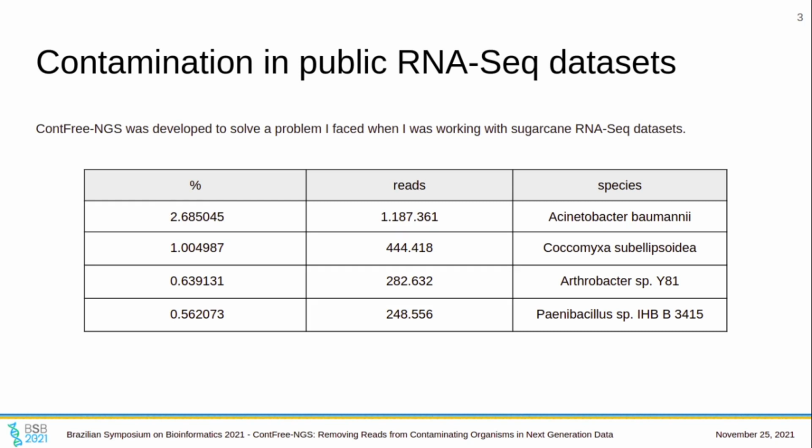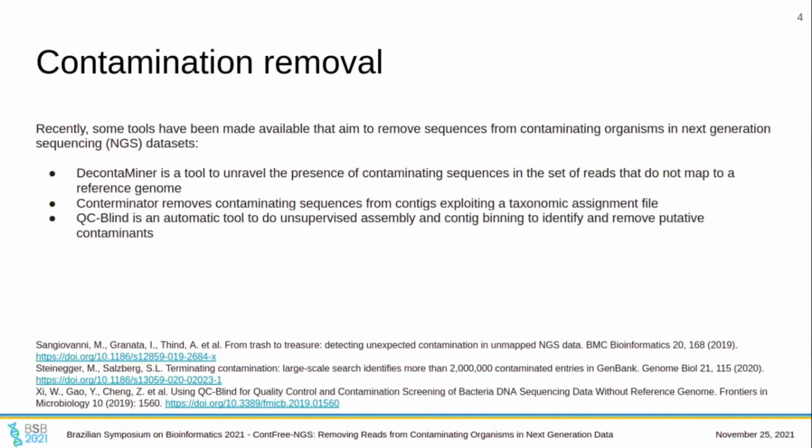I tried to remove these contaminant sequences with some software, and recently some tools have been made available that aim to remove sequences from contaminating organisms in next generation sequencing datasets, such as Contaminer, a tool to unravel the presence of contaminating sequences in the set of reads that do not map to a reference genome, and also Contaminator, a software that removes contaminating sequences from contigs, exploiting a taxonomic assignment file, and QC Blind, an automatic tool to do unsupervised assembly and contig binning to identify and remove putative contaminants.